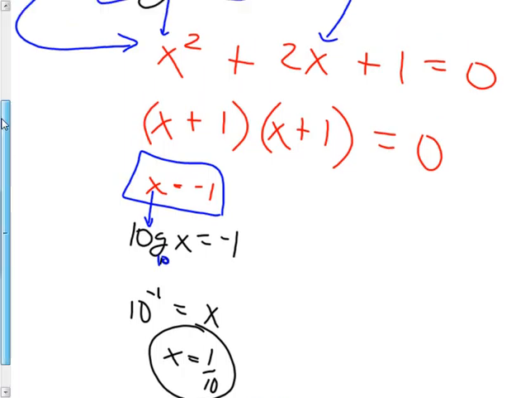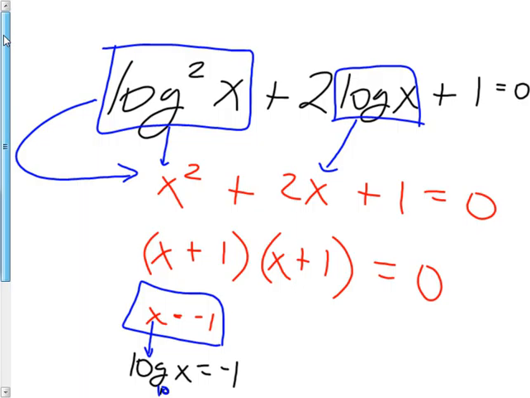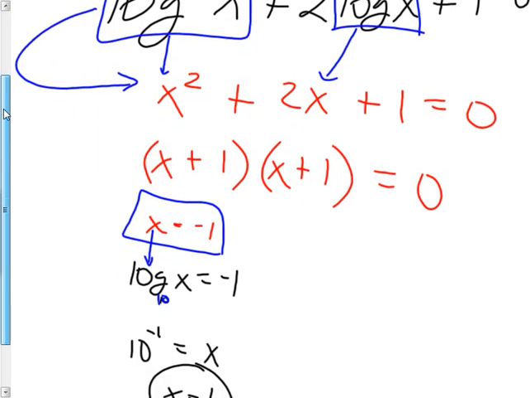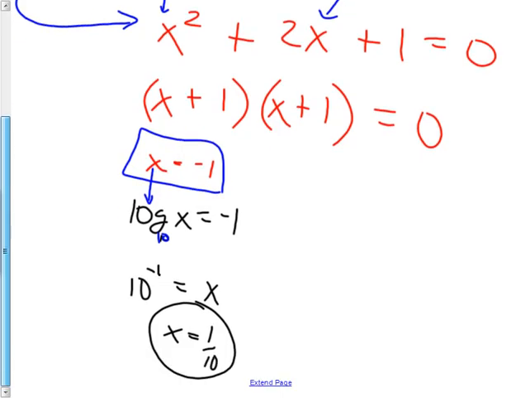Again, the steps were you start by saying, okay, it's too complicated up there. Change the logs into plain old x's. Then you factor it. Then you get your answer. Then you take that and substitute the log back in and solve it from there. All right, see if you can handle this.